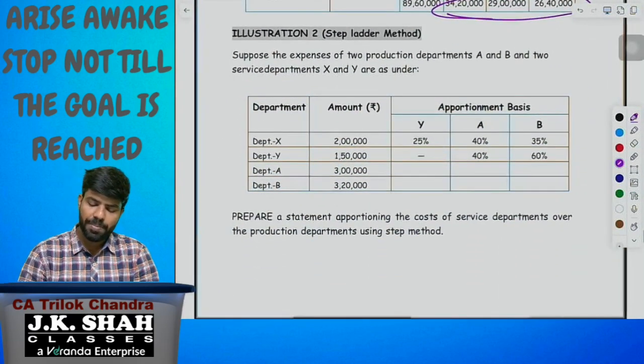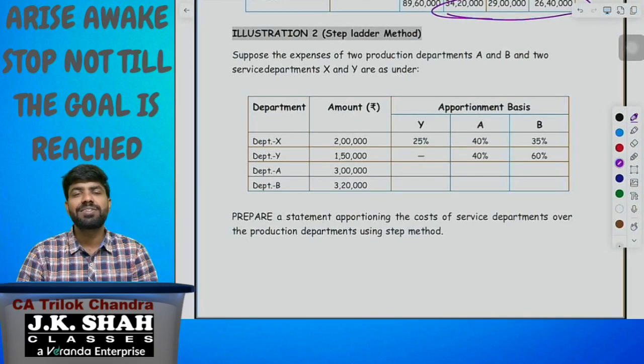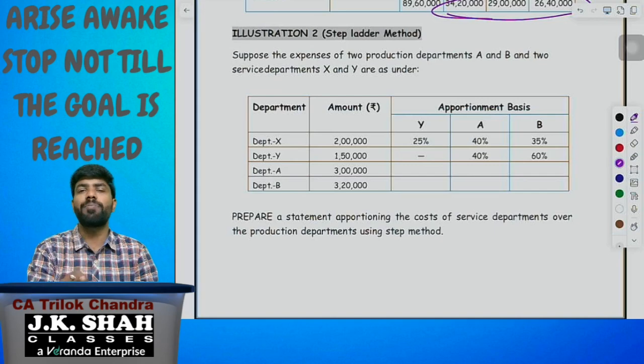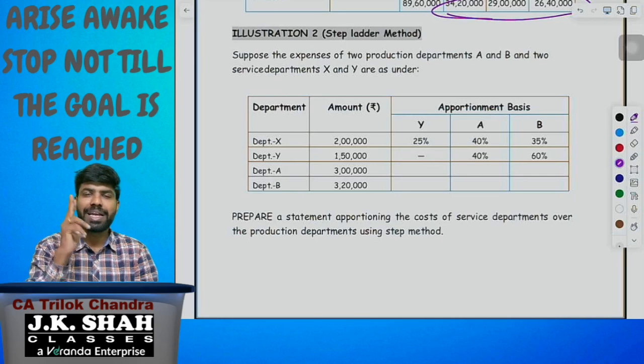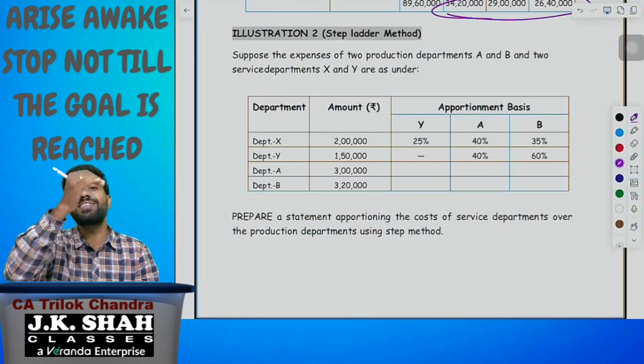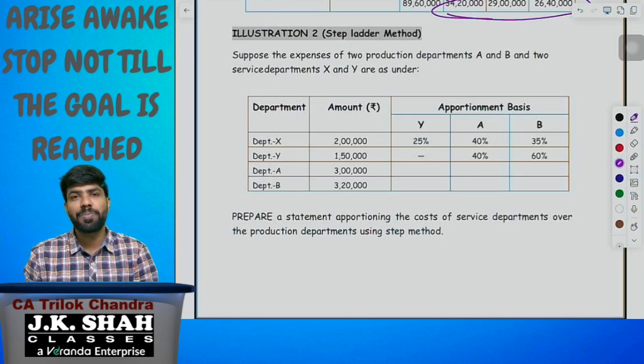Next question, question number 2. That is based on the step ladder method. What is the step ladder method? Step down method, non-reciprocal method. These are the different names of this method. As I told you, a service department will give service but will not take back, or it takes service but will not give back. Second point, we need to know in which sequence we need to apportion the service department costs.